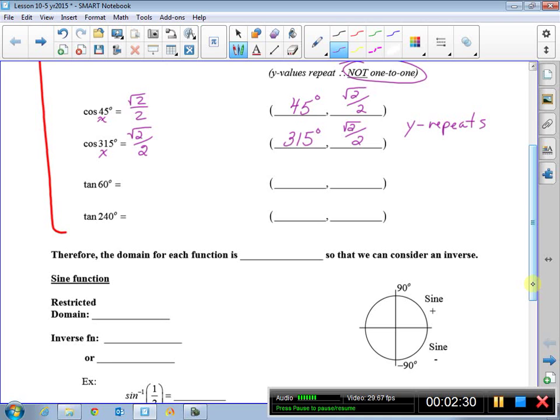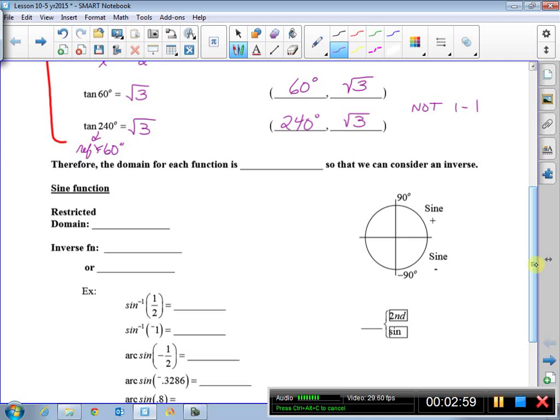And tangent. The tangent of 60 is the square root of 3. The tangent of 240 is also the square root of 3. This has a reference angle of 60, and it's still positive because it's in quadrant 3. So putting in 60 or 240 into tangent gives us radical 3. Again, not 1-to-1. So we have a problem: our functions are naturally not 1-to-1.